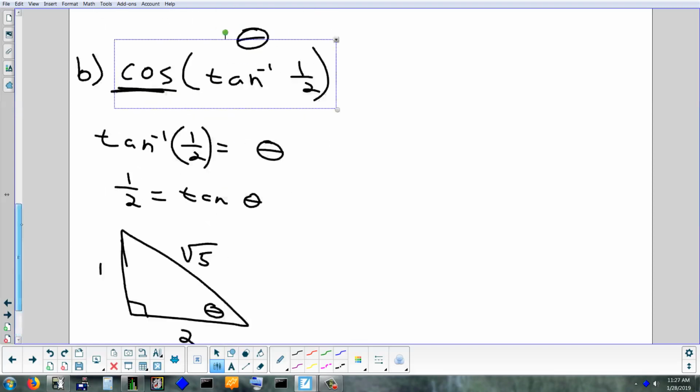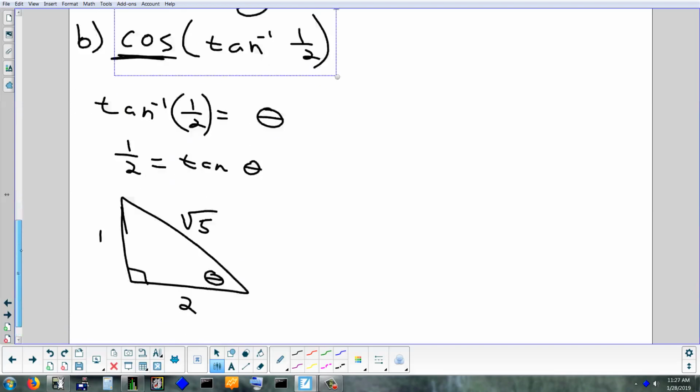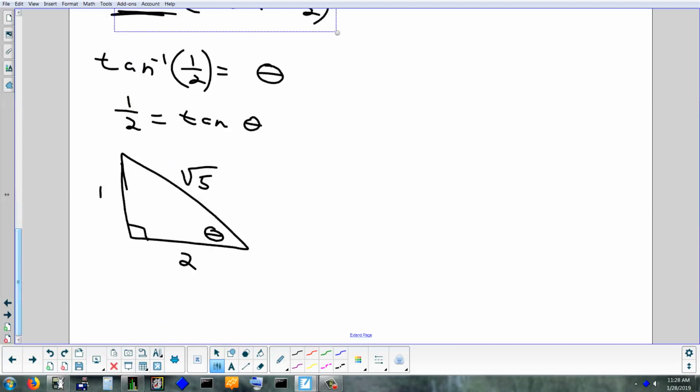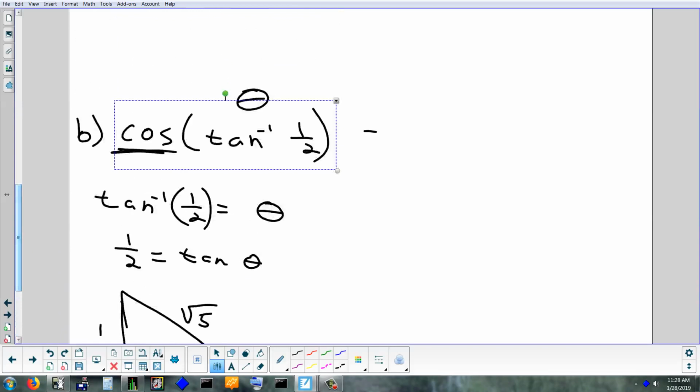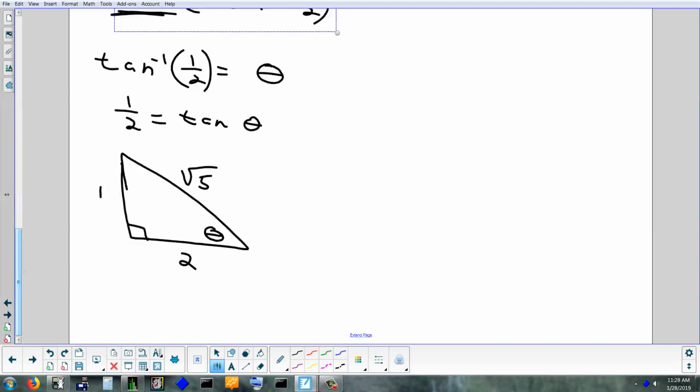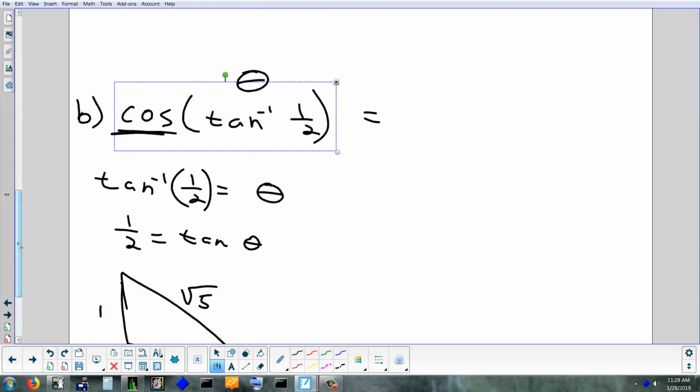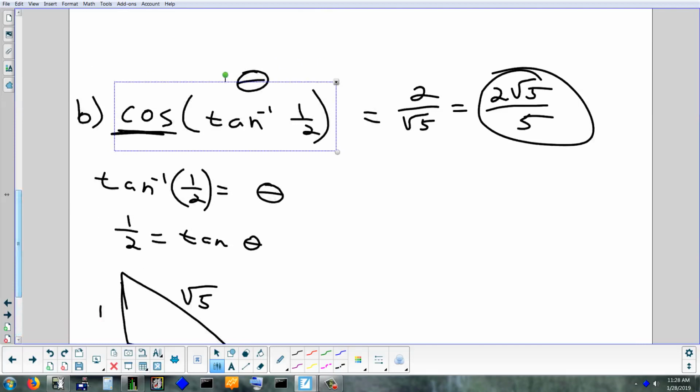So now look at your diagram. The cosine of the inverse tangent of a half. Looking at that diagram, what would be my cosine? Joe? What would be my cosine? 2 over square root of 5. Yep. And can you fix that for me? 2 square root of 5 over 5. Okay, so that should be the answer.